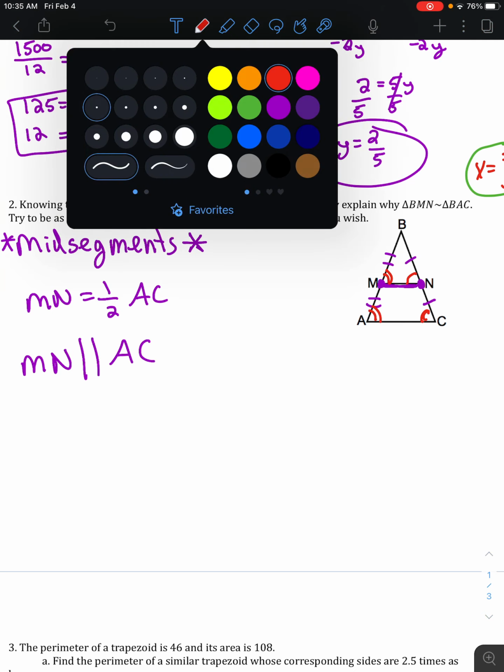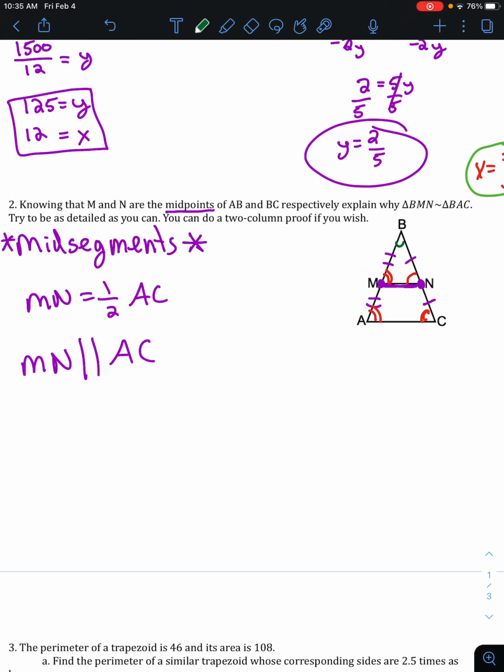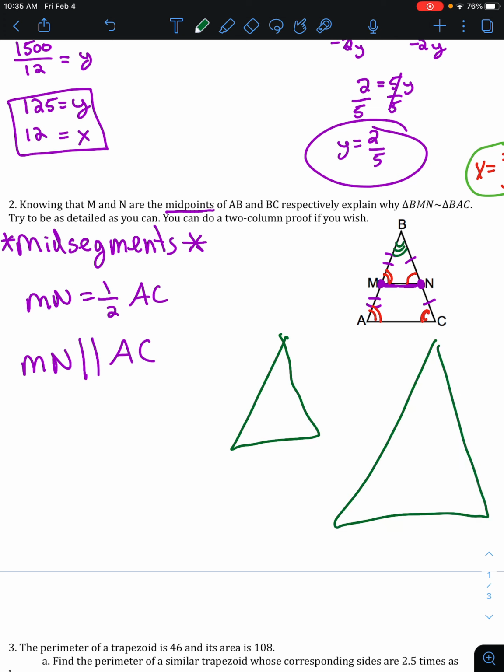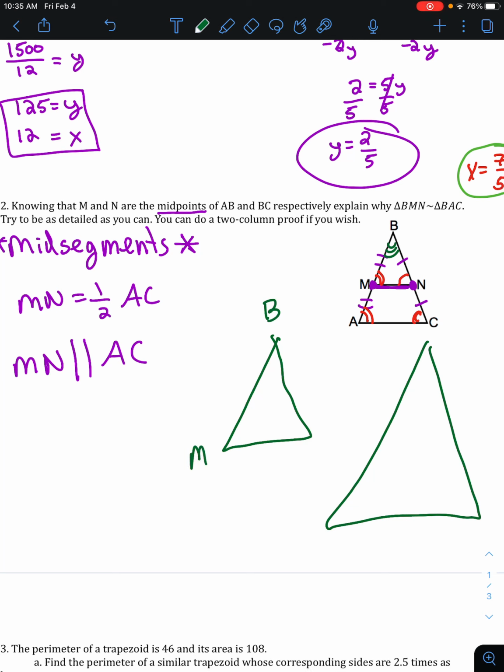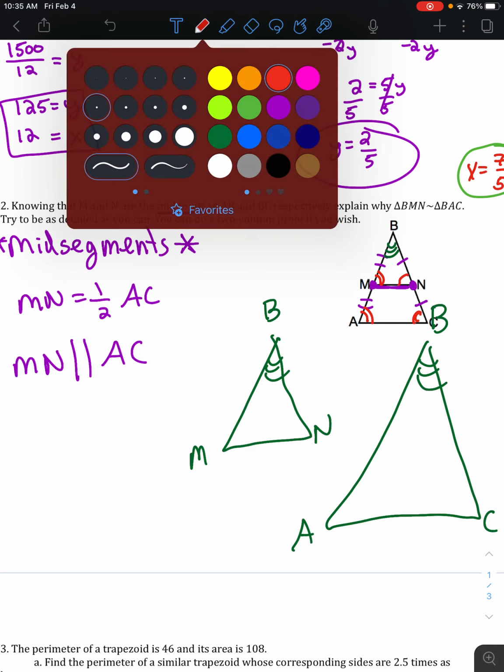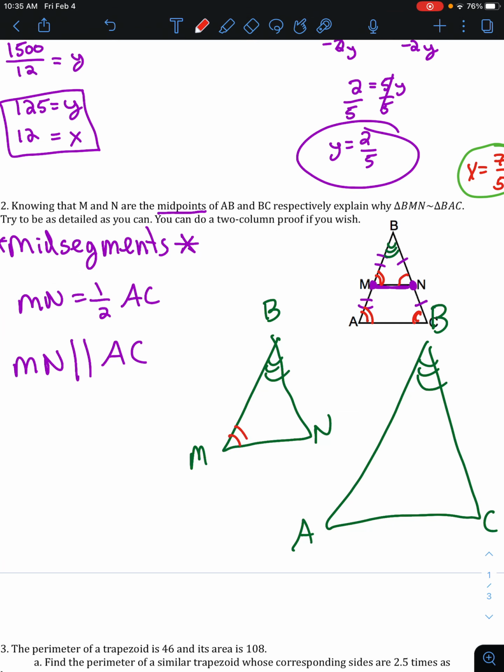And we can look and we can say that B is reflexive to itself. B is a part of the smaller triangle if I draw it here, and the bigger triangle if I draw it here. I have BMN and BAC. So B is reflexive to itself. We said that angle M was congruent to angle A, angle C to angle N.